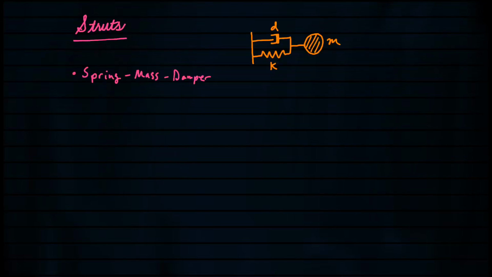So, first thing about struts is we need to understand what a spring mass damper system is, and from this little diagram we can see that we have a spring with the coefficient K, the damper, the coefficient D, and the mass at the end. But since this is kind of attached to a wall or something, we would like to actually be able to connect two particles together with a spring mass damper system. So in order to do this, we do it with a strut.